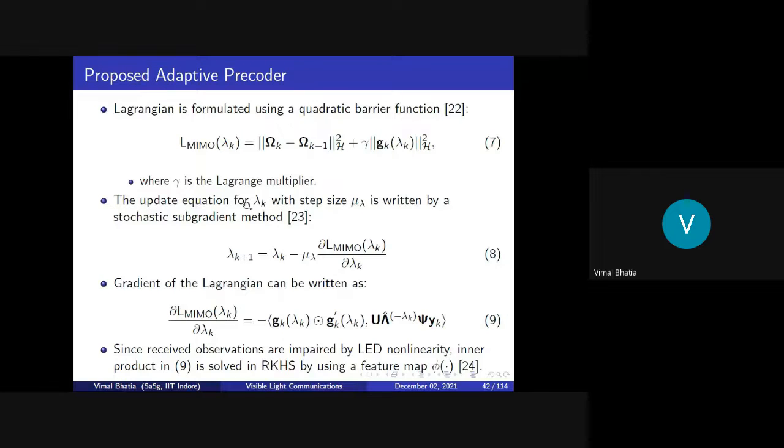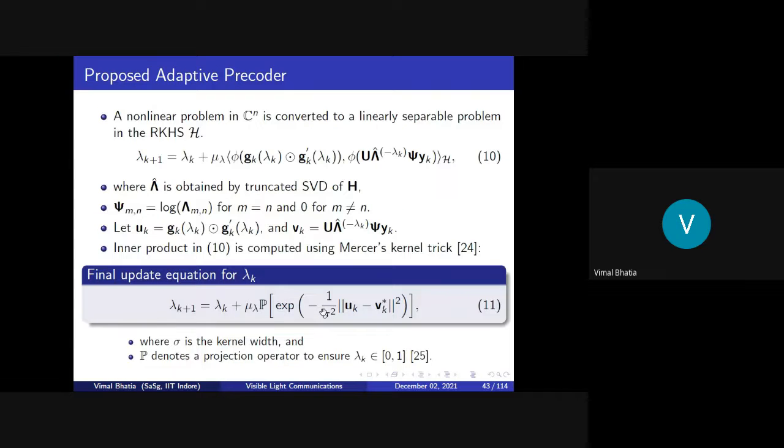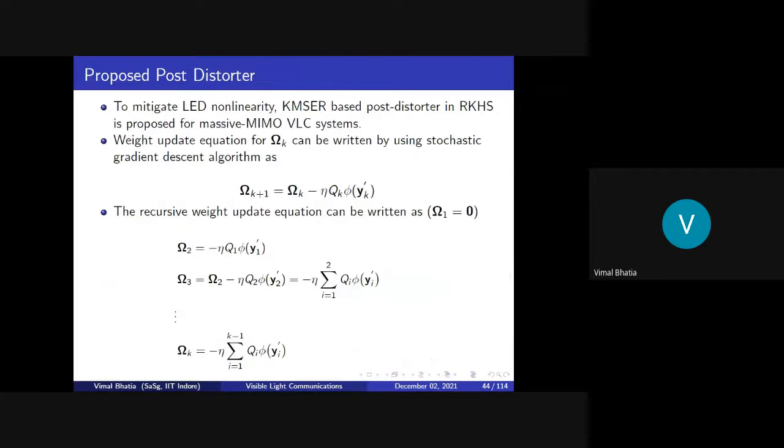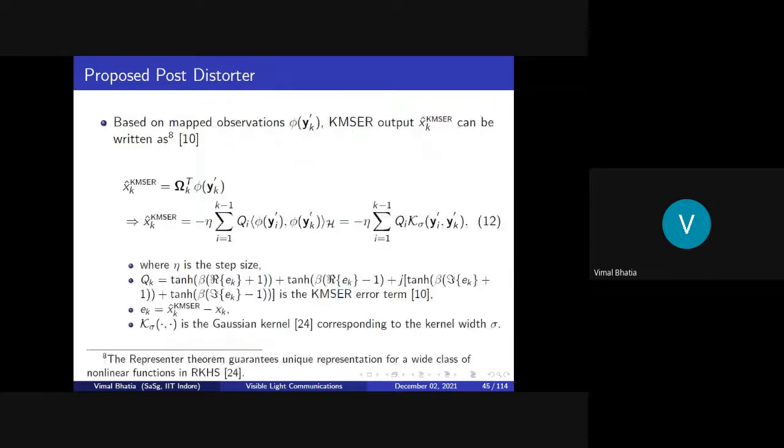Now the update equation for lambda k with step size is a stochastic subgradient type of method. So we have lambda k plus 1 is lambda k minus mu k, where mu k is a step size, times the first order derivative. The gradient will be written as del L MIMO lambda k divided by, and first order derivative. So that is the simplification of this.